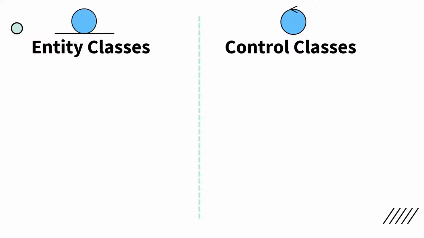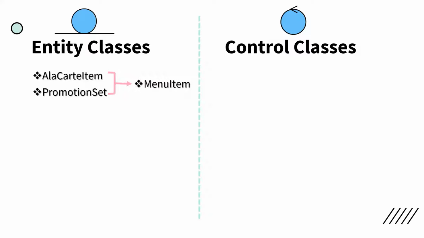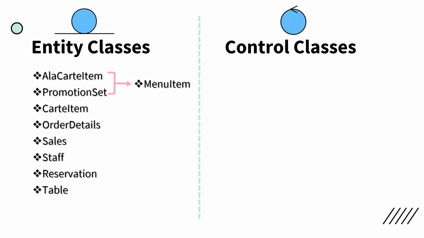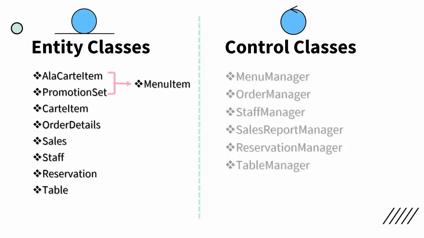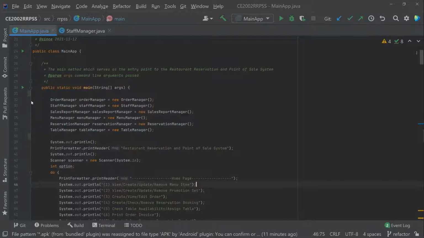Being an object-oriented application, it is built upon several classes which can be classified as either an entity or control class. The entity classes consist of a la carte item, promotion set, both of which inherit from a parent class, menu item. Other entity classes include card item, order details, sales, staff, reservation, and table. Next, there are the control classes, which include menu manager, order manager, staff manager, sales report manager, reservation manager, and table manager. Without further ado, let's move on to our application.